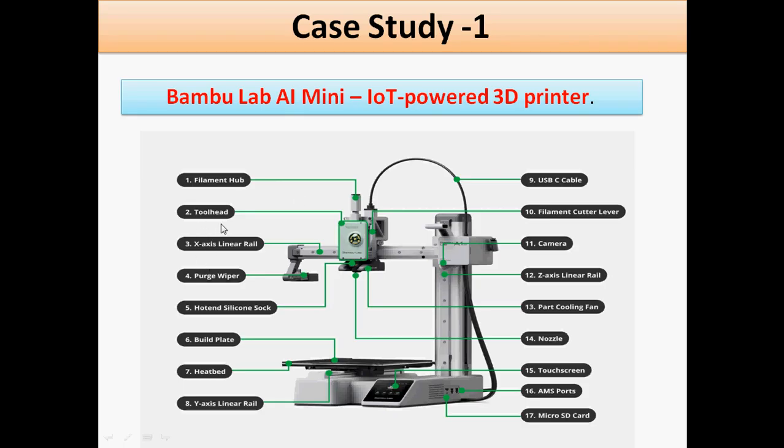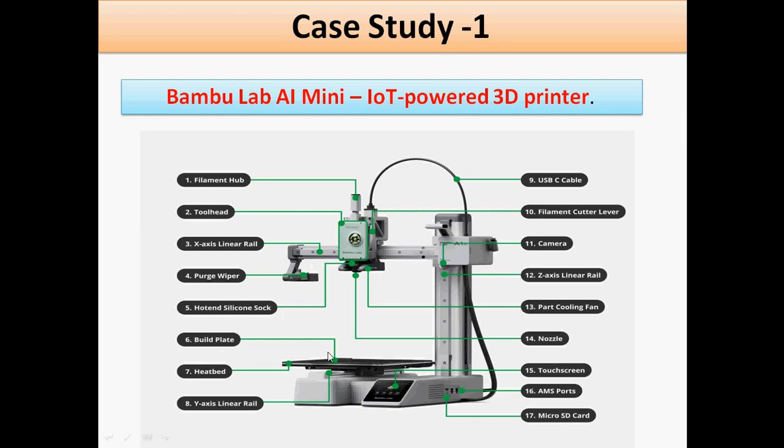In the same way, there is the tool head, which is present at this point, and it can move to and fro, as well as in the x and y directions. Then the x linear rail is also present, so the whole assembly can move along the x axis. Then the purge vapor, this is for removing excessive material. Then the hot end silicon sock, it is for heating, because a thermocouple is used there for temperature measurement, and then we can send the data to a panel, and accordingly the temperature can be adjusted.